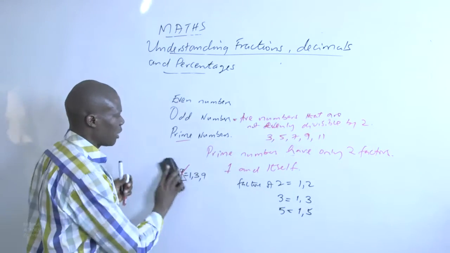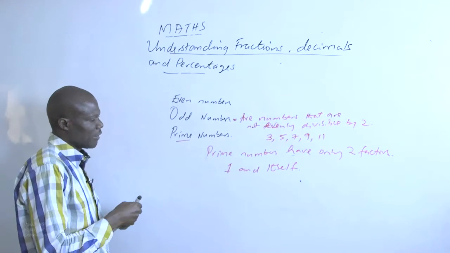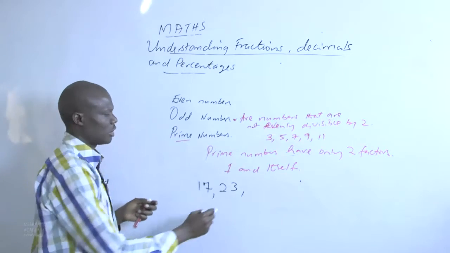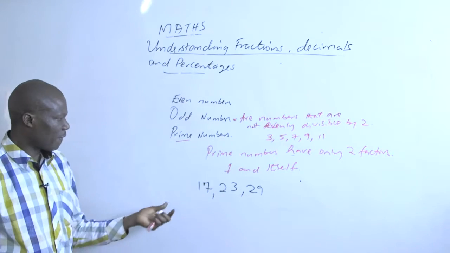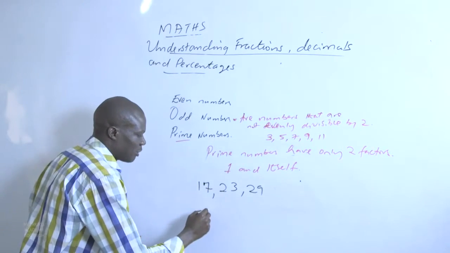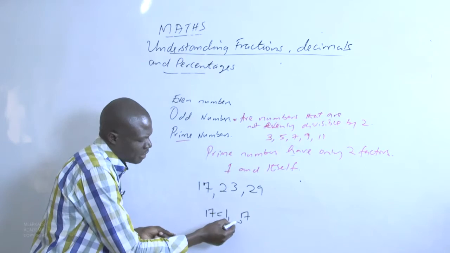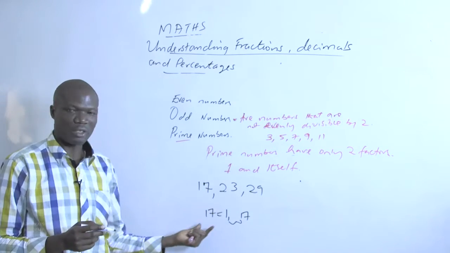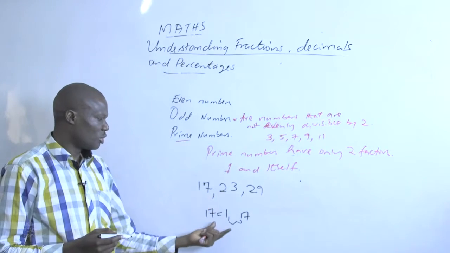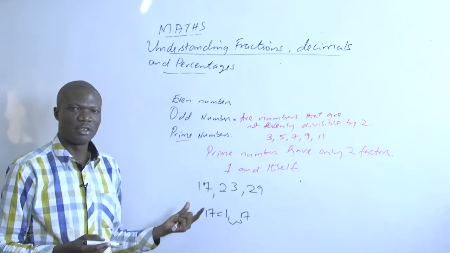A good example again of a prime number, we are still looking at a few examples of prime numbers, are numbers like 17, 23, 29. You'll notice that if I ask you to list down factors of 17, you'll find that 17 can only be divided by 1 and 17 itself. All the numbers in between here will never and cannot divide 17 evenly. Therefore, because they have 2 factors, then 17 is regarded as a prime number.